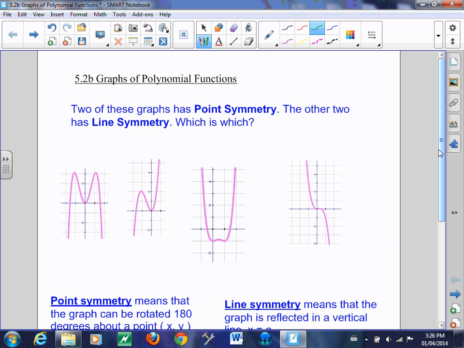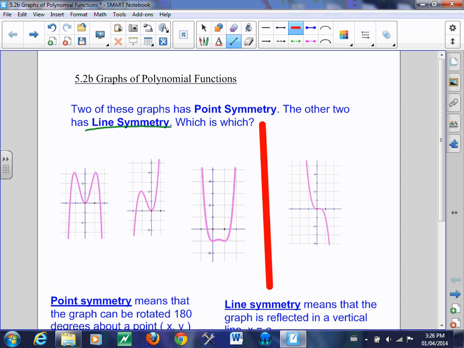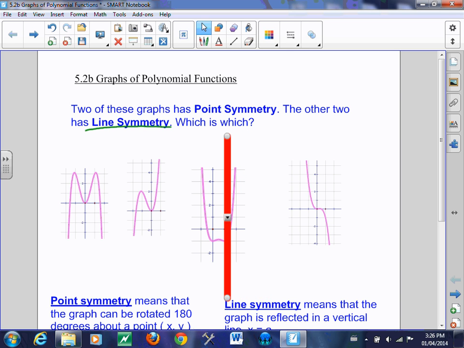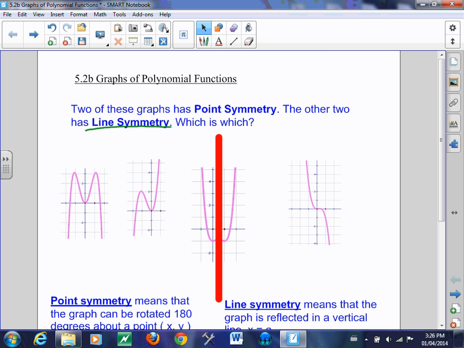Okay, two of these graphs have point symmetry and the other two have line symmetry. Line symmetry is probably more common when you think of quadratics and the axis of symmetry. The axis is actually a line. If I take a ruler and move it across these, I should be able to see some symmetry. Oh, I see, that's a line symmetry. That one doesn't have line symmetry, and that one does.